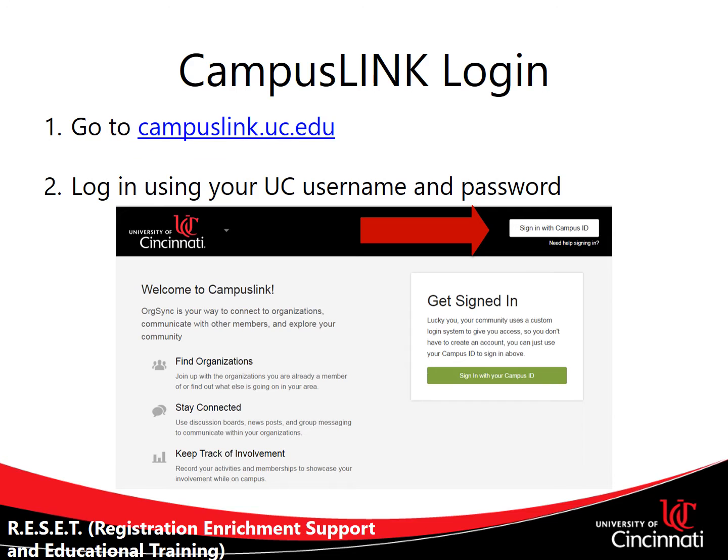CampusLink is a great tool that student organizations can use to help reach more students at UC, as well as communicate with other leaders on campus. Most importantly, it is the registration system for student organizations. How do you use it? First, navigate to campuslink.uc.edu and log in using your 6+2 and password. This step is critical because you will not be able to access any organization information or make any updates without logging in.